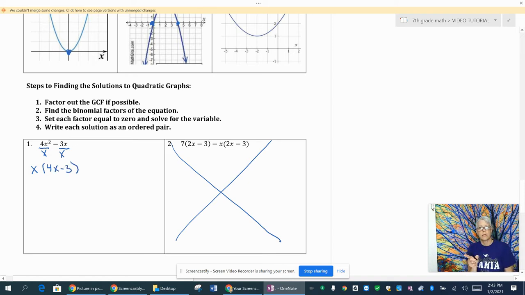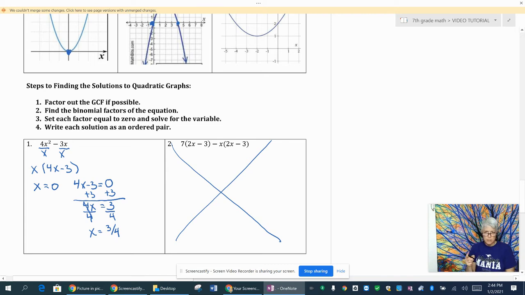Okay, so I have two factors here. I have the x and I have the 4x minus 3. So this one, I'm going to set them both to zero. And I'll explain a little bit more about setting them to zero in just a moment. The first one, x is 0, is solved, so 0 is one of the solutions. And the second one, I'm just going to solve it like a two-step equation. I'm going to add 3, 4x equals 3. We're going to divide both sides by the 4. X equals 3 over 4.